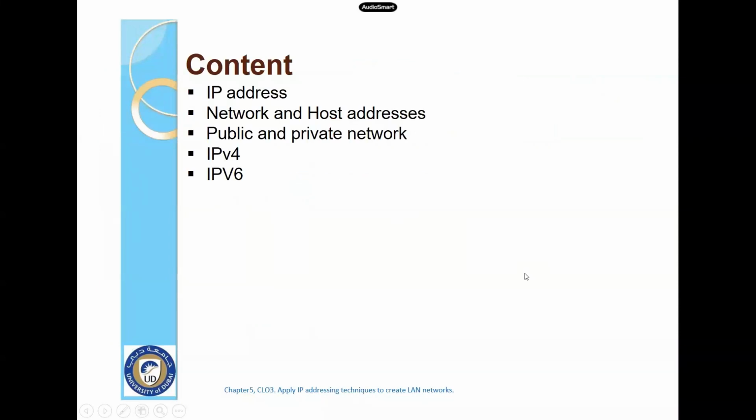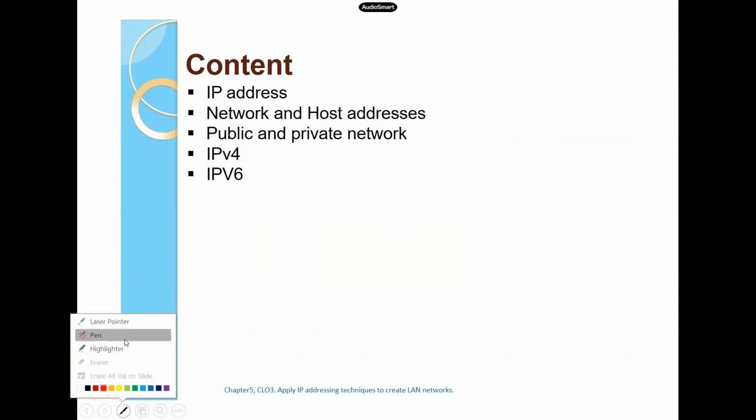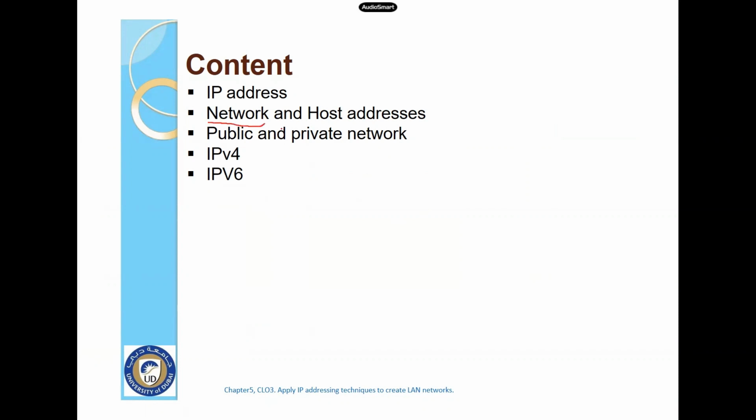All right, so the outline for today's lecture, we're going to talk about IP addresses in general. The IP address can be divided into two parts, a network portion and a host portion. We're going to talk about them because we will have classes of IP addresses, and each class determines which is the host portion and which one is the network portion.